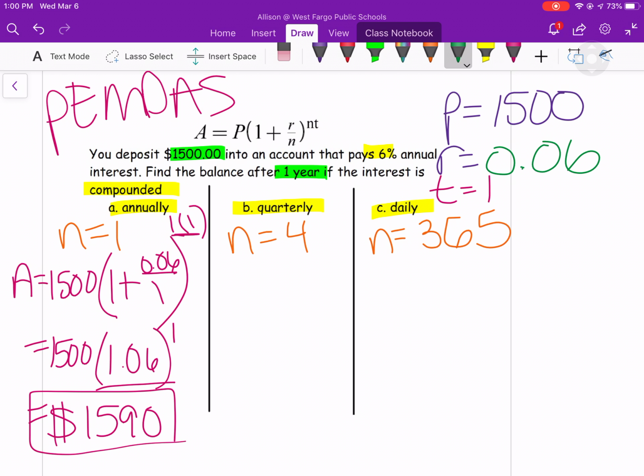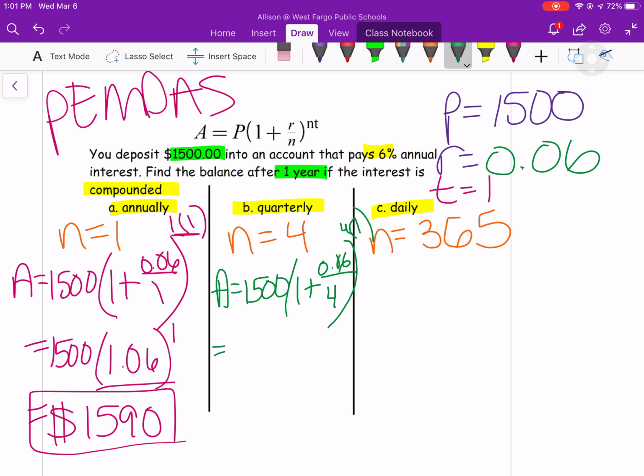So if n equals 4, it's going to be A equals 1,500 times 1 plus r, so 0.06 over n, so plugging in 4 there since it's quarterly this time, to the n times t power, so it'll be for the 4 times the 1 power. So n is 4, t is 1.